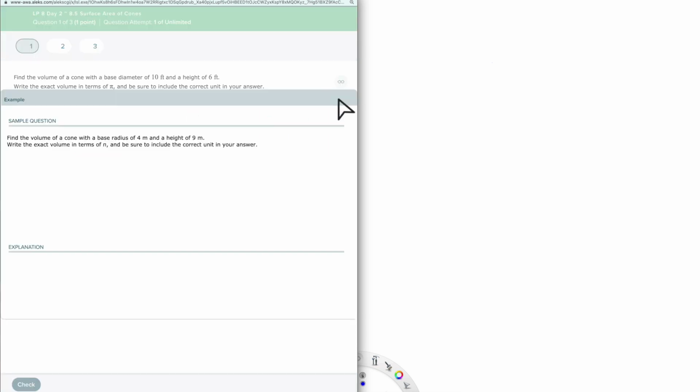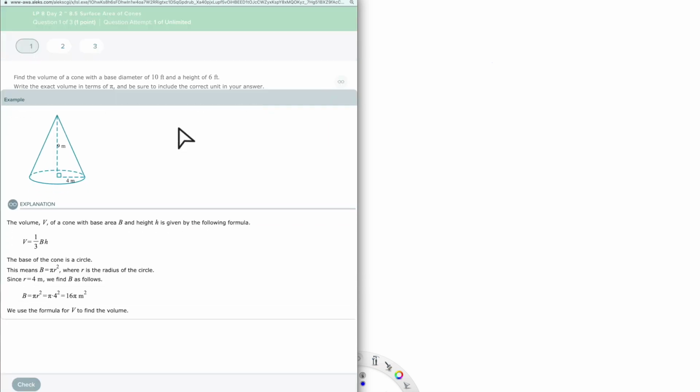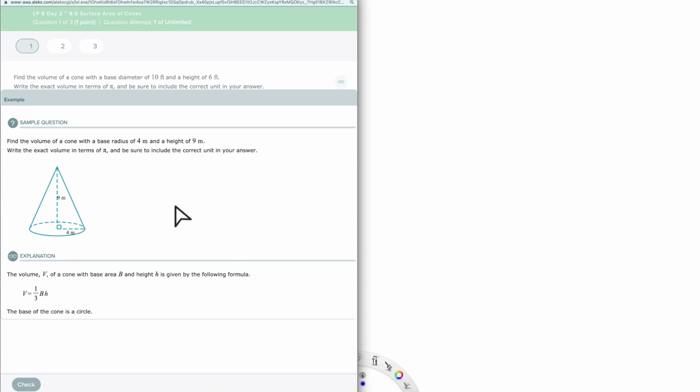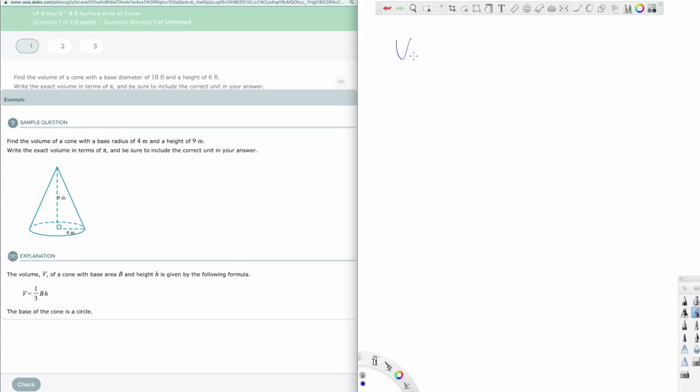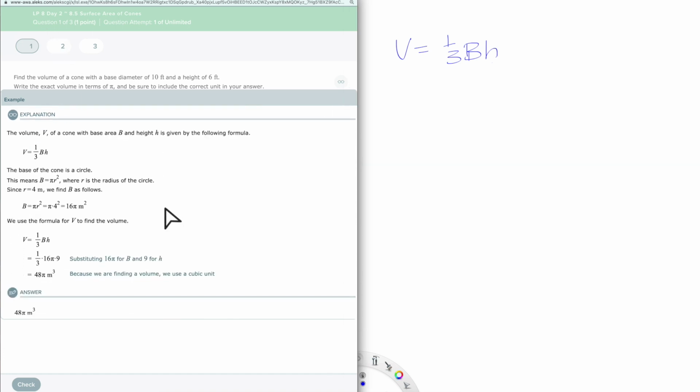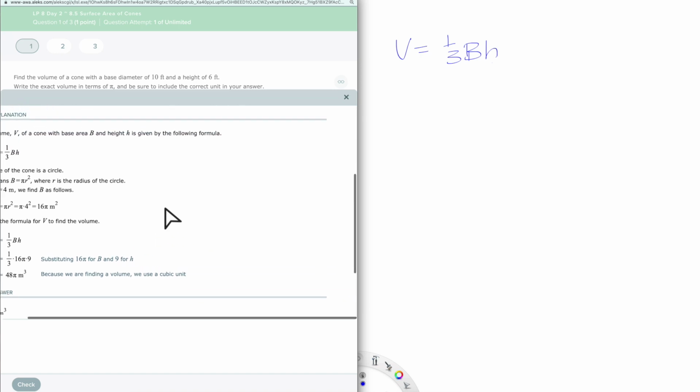Example gives you an example of something very similar to what you're looking at, shows you the formula in this case that we need to know. So for this one, we're doing the volume of a cone. So I'm going to go ahead and write that over here. Volume of a cone, we need to know this, 1/3 base times height. And I believe we'll look at the why on the 1/3 on the next screen, on the next question here, number 2. So this is just a formula we need to use to work this guy out.